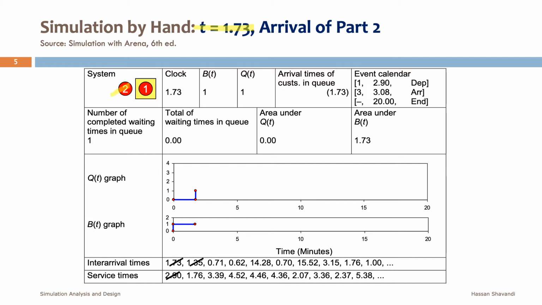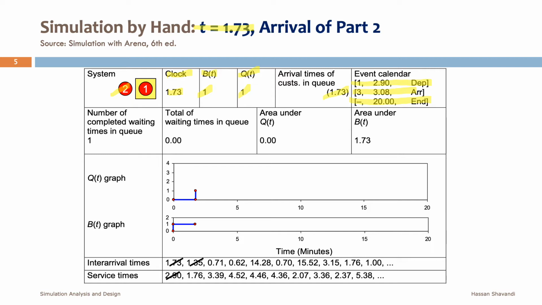Since the server is busy, this part will wait in line. As you see here, the clock is 1.73, BT is 1, the server is busy serving part number 1, QT is 1, so there is 1 part in the line, and the arrival time of the customer in the queue is 1.73. Okay, and this is our new FEL. As you see here, the next event will be a departure, which is going to happen at time 2.9, and it's for part number 1.